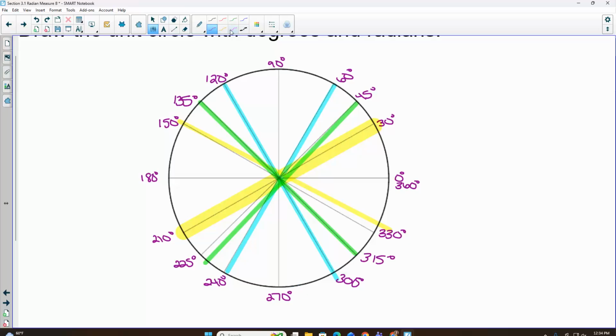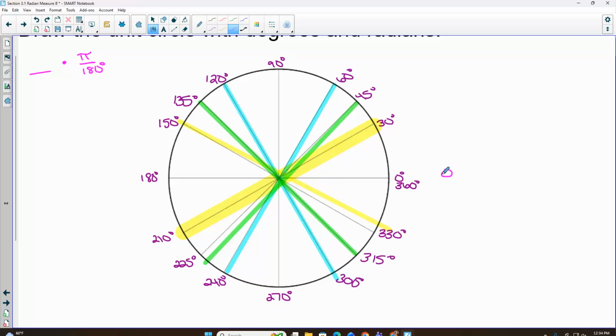Okay, let's talk about our radians. We said before that pi radians is equal to 180 degrees. So to change degrees into radians, you could just multiply by pi over 180. And that's how we originally got it going all the way around. But obviously, we don't want to have to do every single calculation as we go around. So let's kind of talk through some of these.